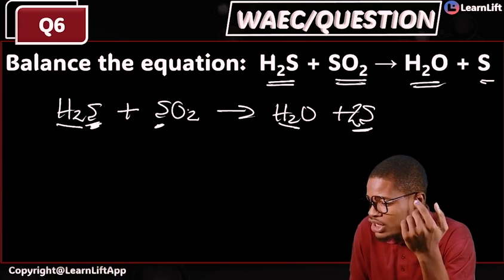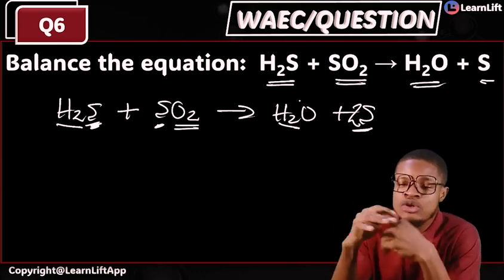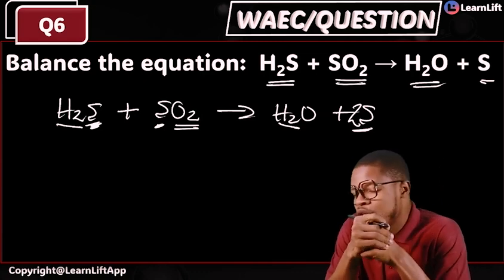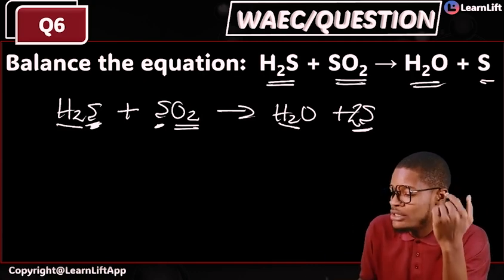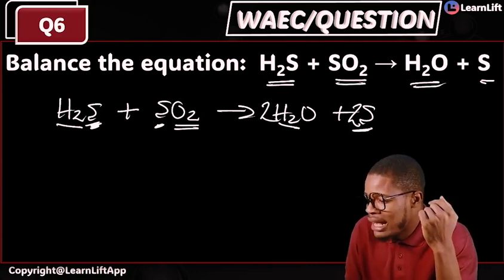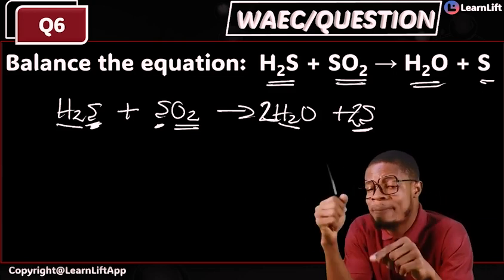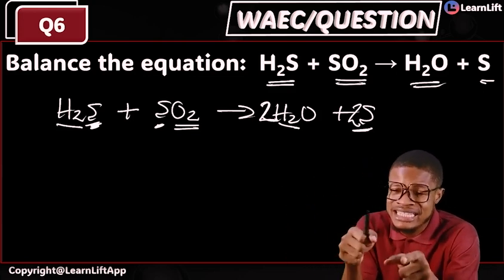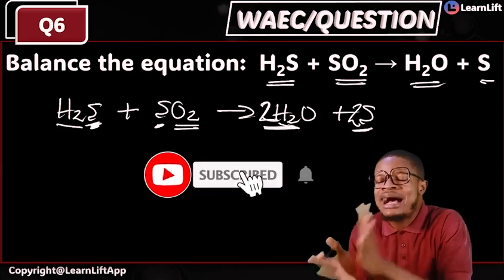What is left? Sulfur has been balanced. Oxygen. Oxygen here is 2. Is oxygen balanced in the product? No. Oxygen is not balanced because oxygen in the product is 1. So what will I do? I'll come and add 2 here as well. But once I add 2 in front of the water, oxygen is now balanced, but it has already distorted everything about hydrogen.